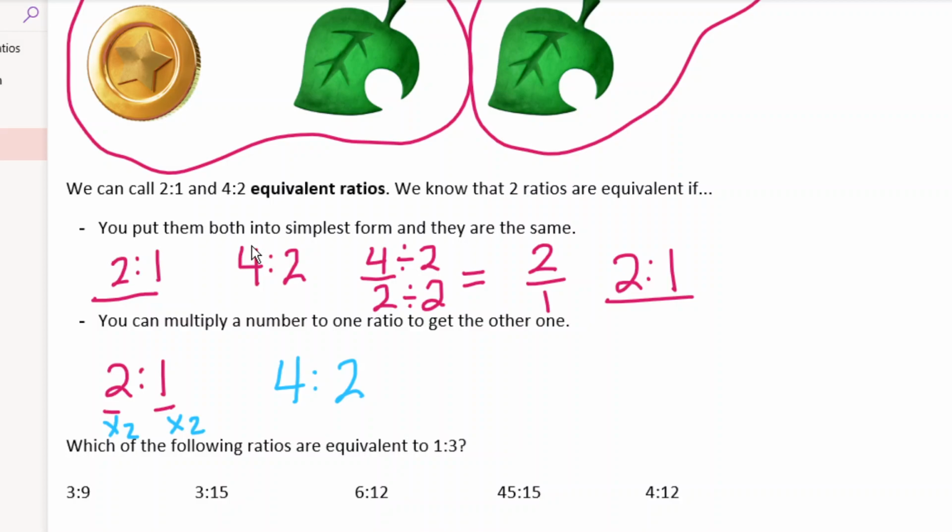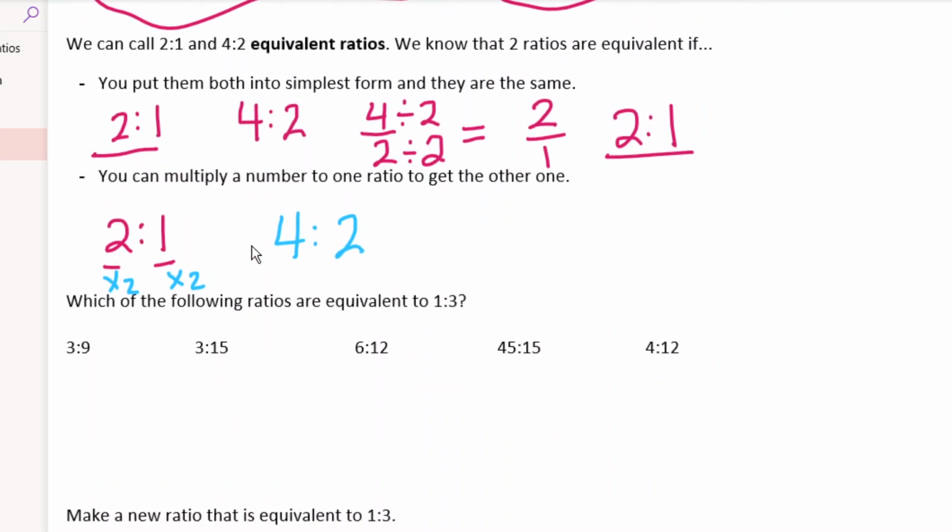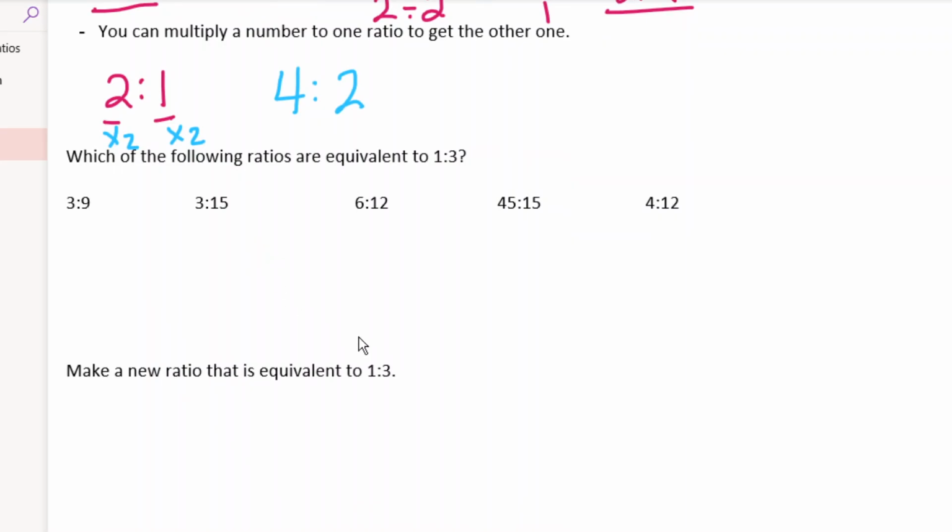All right. So here's a question that you might be asked, and it's saying, which of the following ratios are equivalent to 1-to-3? And so we're going to check by putting them all into simplest form and seeing which ones are equal to 1-to-3. Now, 1-to-3 is already in simplest form. If it wasn't, then I would put it in simplest form first, but because it is, we are good.